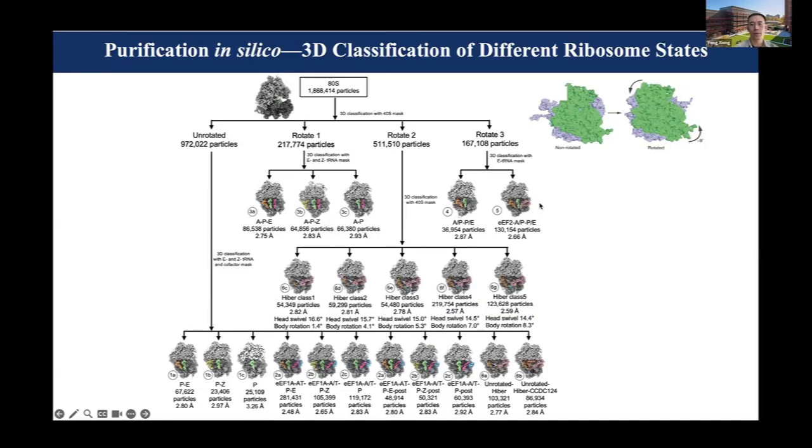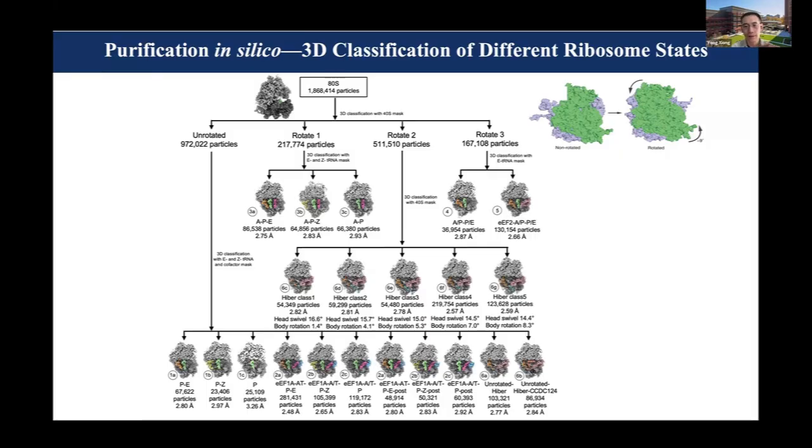So in the end, we got 23 different classes out of this. All of them, apart from one at about 3.3 angstrom, are better than 3 angstrom resolution. So very high resolution. And we can count the particle numbers precisely. Since the particle quality is very high, we can do statistics. Basically, we can know the abundance, or the translation landscape, of the different classes or translation states inside the cell.